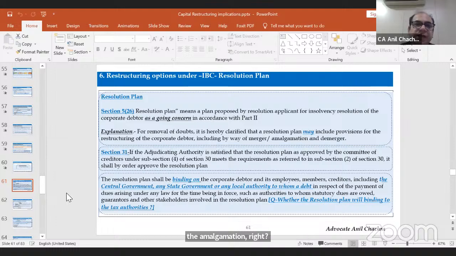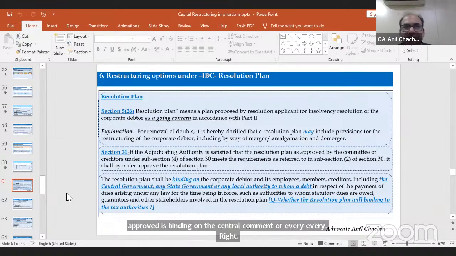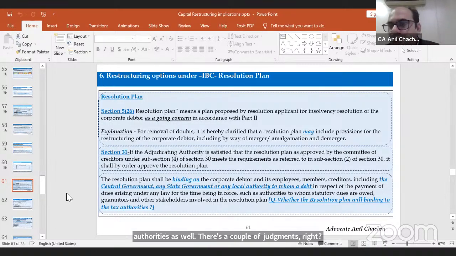Section 31 says that if the adjudicating authority is satisfied that the resolution plan is approved by the committee of creditors, then the resolution plan, once approved, is binding on the central government and every statutory authority, right? So the resolution plan will be binding on the tax authorities as well. There are a couple of judgments, right? So through this way, we can do the restructuring under the IBC code.